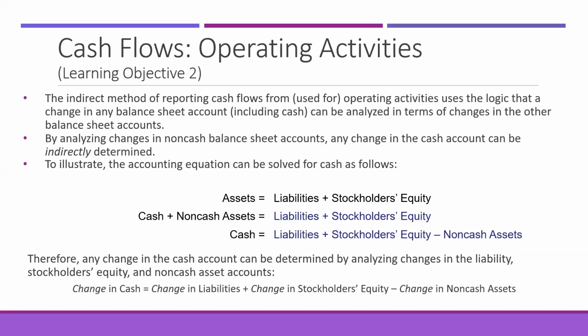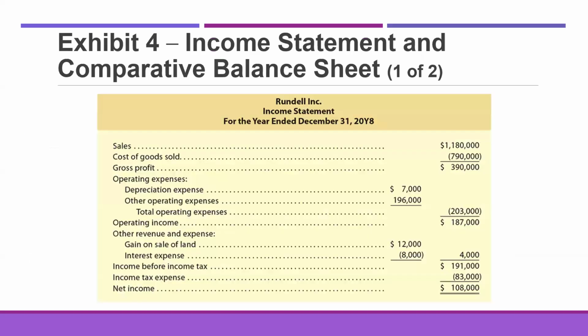Also, if liabilities increase and the other two remain the same, that means cash increased. So if accounts payable goes up, cash goes up because we didn't pay our bill yet. So we have a bunch of cash and we have a bunch of short-term debt, right? That's a cash flow. So change in cash is change in liabilities plus change in stockholders' equity minus change in non-cash assets.